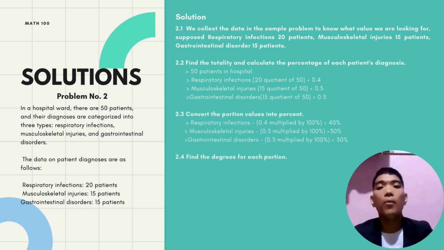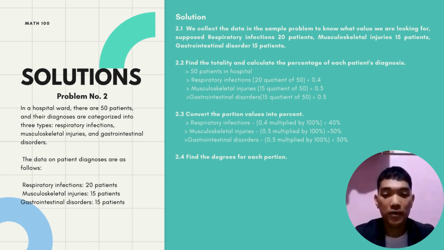First of all, we collect the data in the sample problem to know what value we are looking for. Suppose respiratory infections, 20 patients; musculoskeletal injuries, 15 patients; gastrointestinal disorders, 15 patients. Next, find the totality and calculate the percentage of each patient's diagnosis. To do this, divide the number of patients in each by the total number of patients, 50.